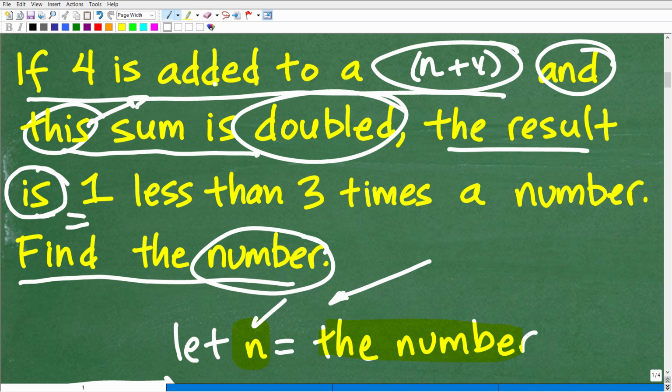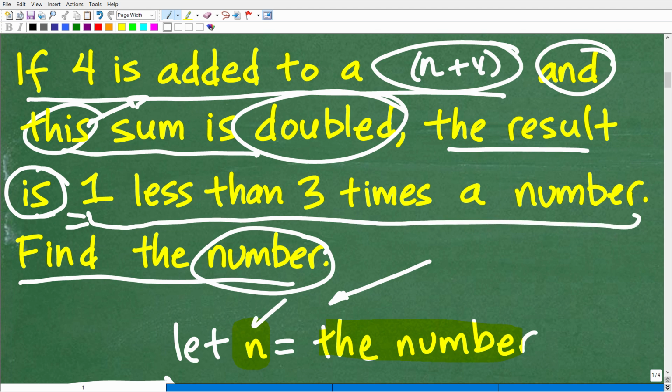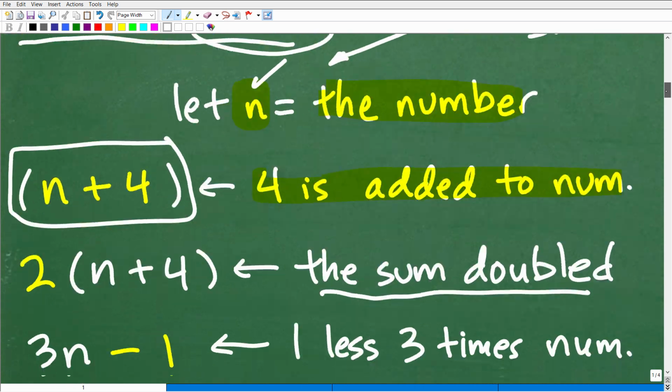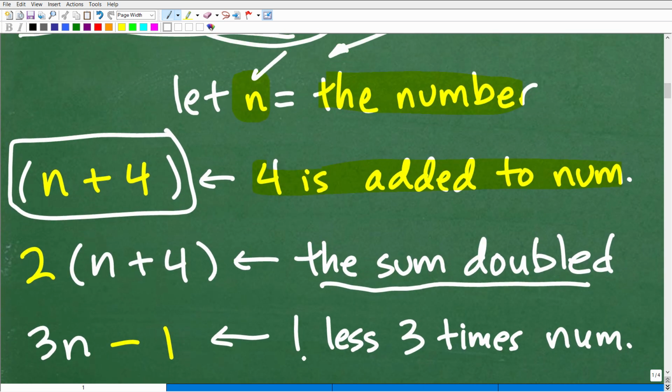So this is going to be on one side of the equation. Is, what's on the other side? Well, this part right here, 1 less than 3 times the number. So 3 times the number, how can I express that? Well, if our number is N, 3 times the number would be 3N, and 1 less than 3 times the number would be what? 3N minus 1, right? So that's what that is going to be right there. 1 less than 3 times the number will be the expression 3N minus 1.